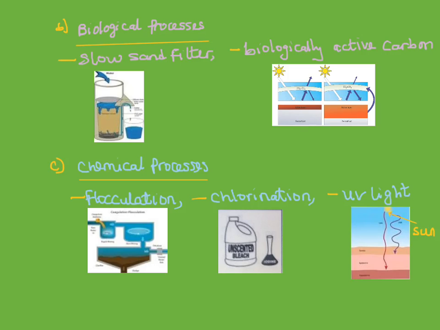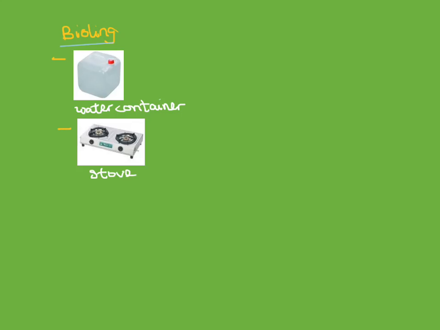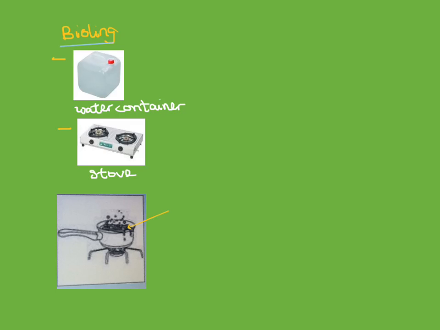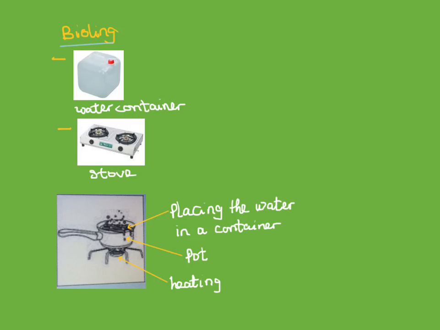It is not possible to tell whether water is of an appropriate quality by visual examination, that is, looking with your eyes. Simple procedures such as boiling, which makes use of the following equipment. We have the water container, intense heat, preferably a fuel-effective stove. The process involves placing the water in a container such as a pot and heating until it boils.